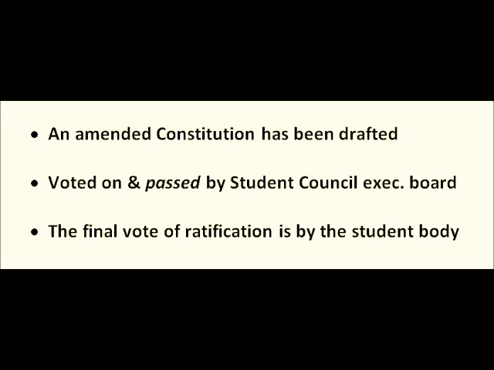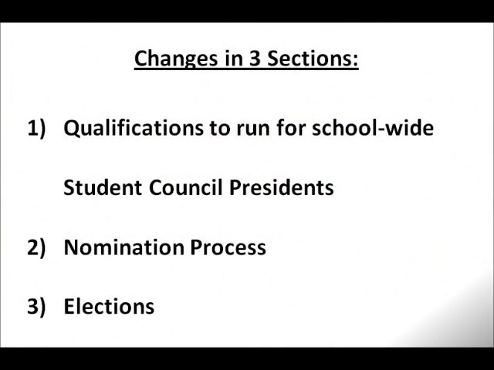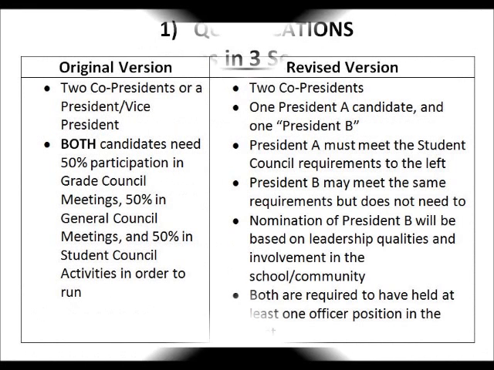It might be boring, but the potential changes are really important and impact all of you, so listen up. The changes are in 3 sections of the Constitution. 1 is with the qualifications required to run for the school-wide student council president positions. 2 has to do with the nomination process to get your name on the ballot, and 3 has to do with the election process in which the 2 presidents are selected.